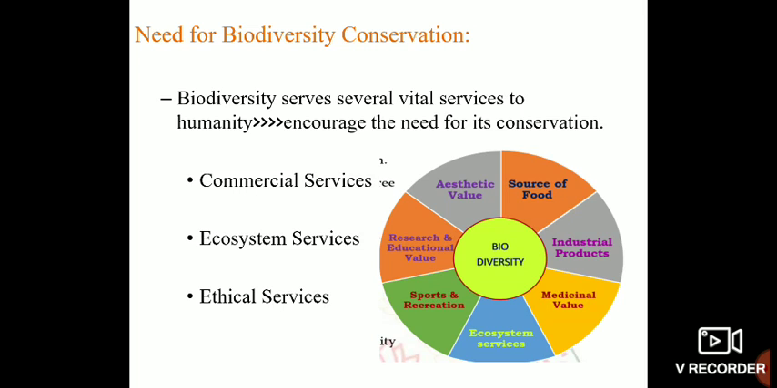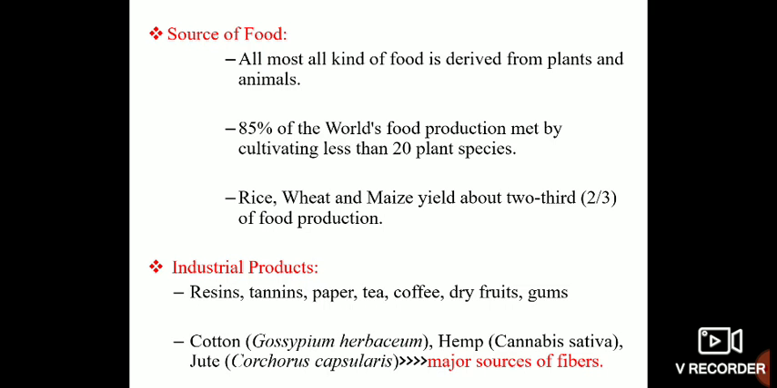And the services that we get from biodiversity are broadly categorized into different types. The first one is commercial services, the second one is ecosystem services, and the third one is ethical services. But for the sake of convenience and proper understanding of the values of biodiversity, we have categorized the values of biodiversity into the following subtypes. Since the values of biodiversity are immense and vast, we cannot complete this topic in a single part, so I have split it into two parts.